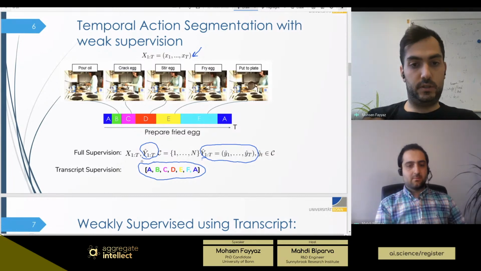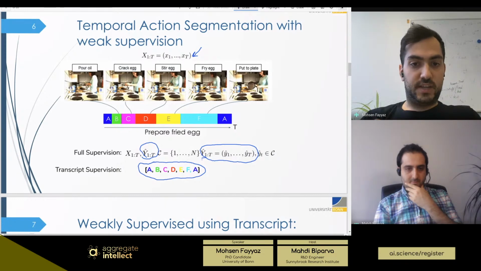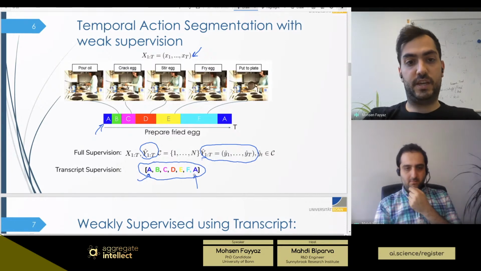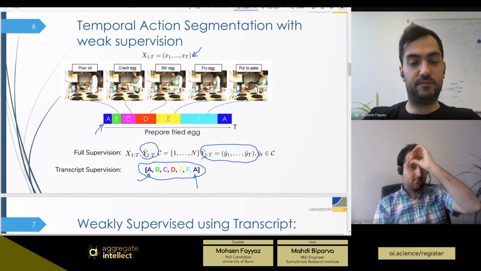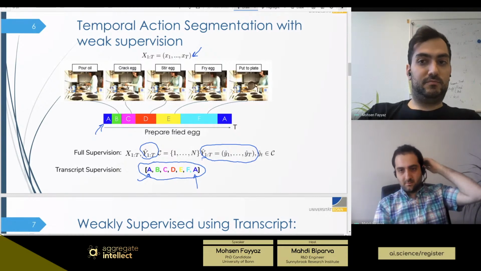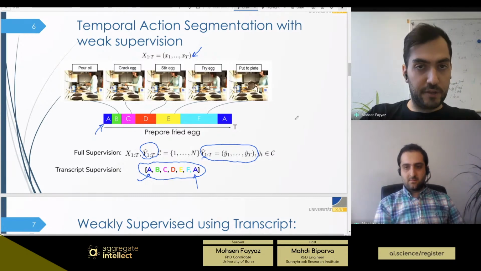So what do we know in here? We know the actions, the order of actions happening, and the number of actions. For example, in this video, we know that action A has happened 2 times, and the first action was A. Afterward, B has happened, then C, D, E, F, and again A. So we know the order and we know the number. Just this. So definitely it would be really hard because we have a bunch of frames.